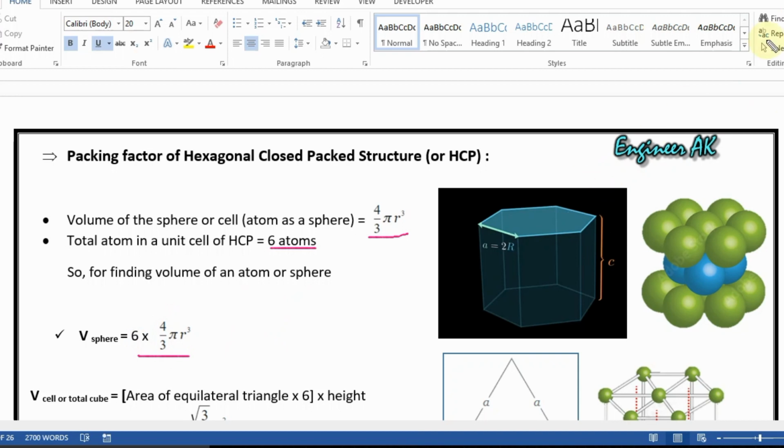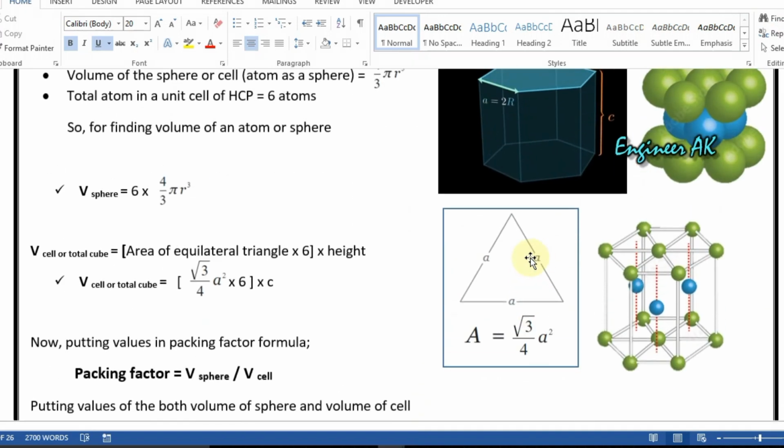Now second, we have to find the volume of the cell. What is the volume of the cell? If we see this diagram, here is an equilateral triangle, another equilateral triangle, the third, fourth, 5, and this is the 6. So if I find the total area of this hexagon and multiply it with this height, I will get the total volume of this unit, right?